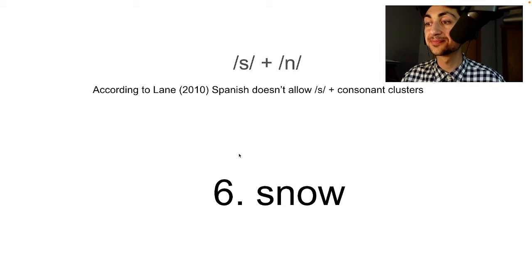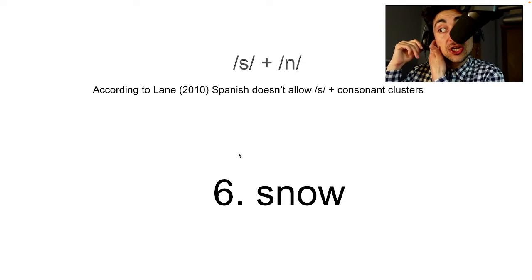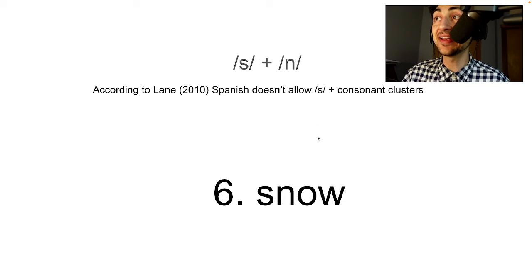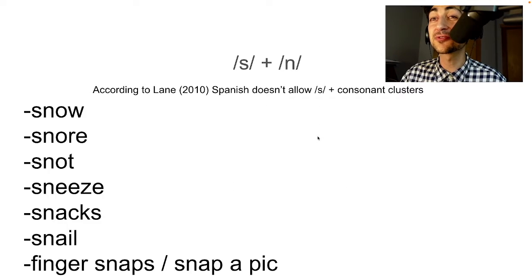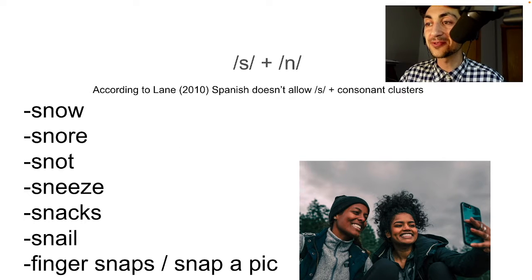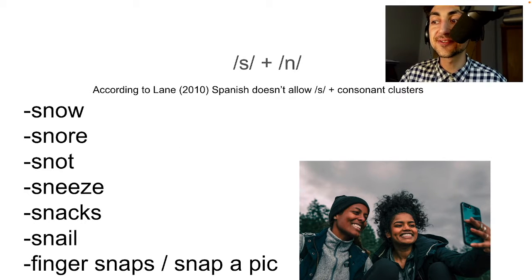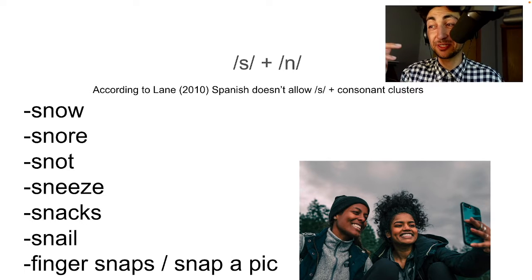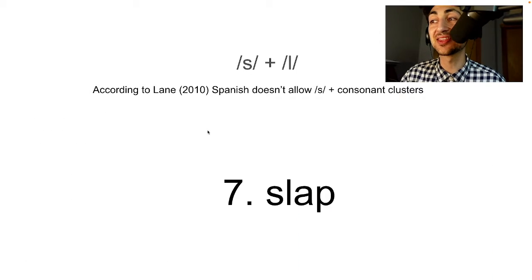Let's keep going. We have snow. That's SN. Now we're on number 6. We only got 2 more. We're doing great. These are examples we have here, such as snow. Or here's a good one. Snap a pic. That's an expression to take a picture often of yourself, right? These two are snapping a pic.